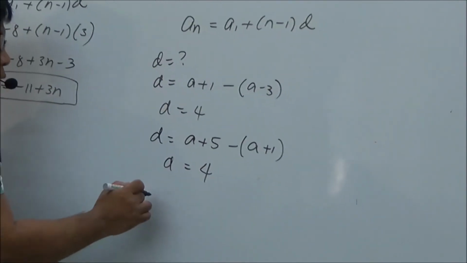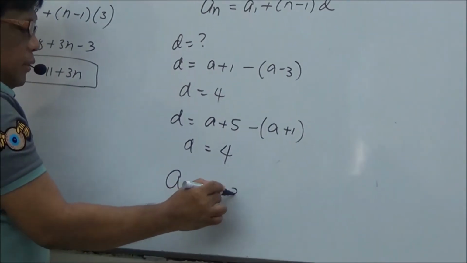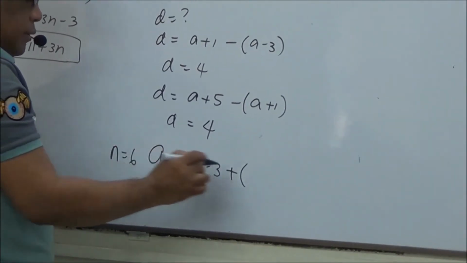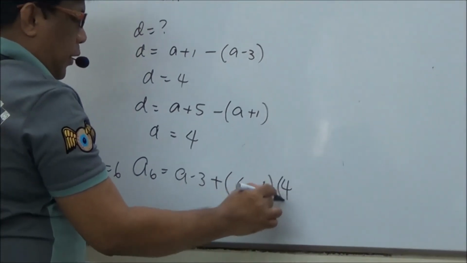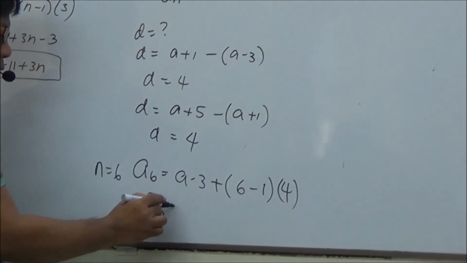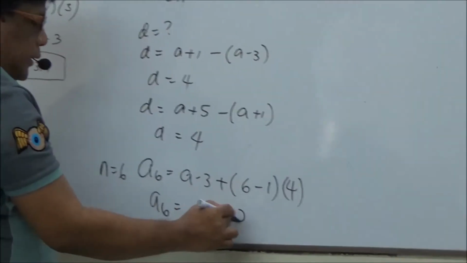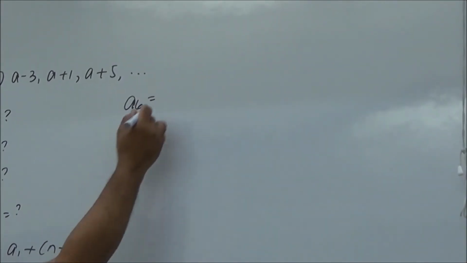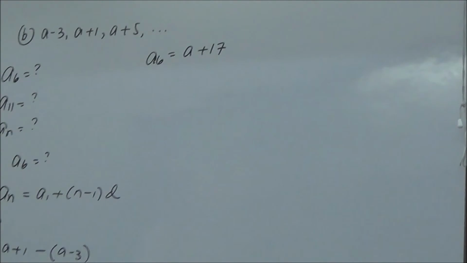So we can now readily solve for a sub 6 using the formula. A1 is a minus 3 plus n is 6, because we are to find the 6th term, right? Then minus 1 times d equals 4. Okay? So what's that a sub 6? It's a minus 3 plus 5 times 4 is 20. So therefore, a sub 6 now is equal to a plus 17. Okay?